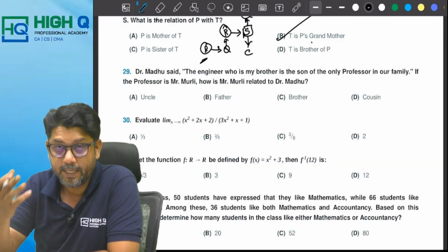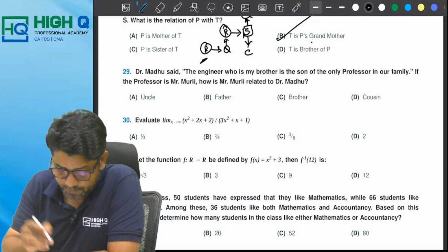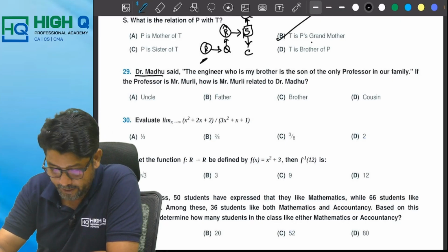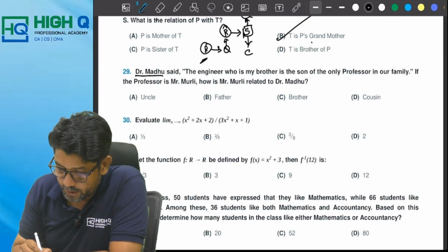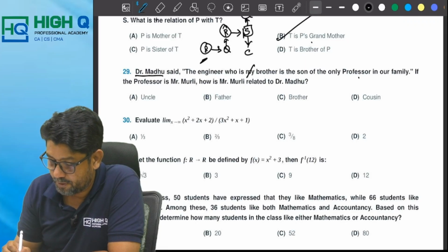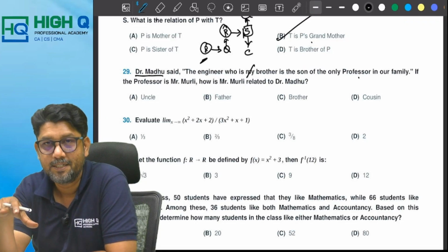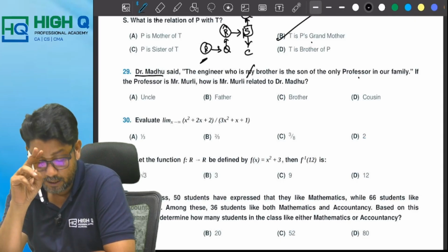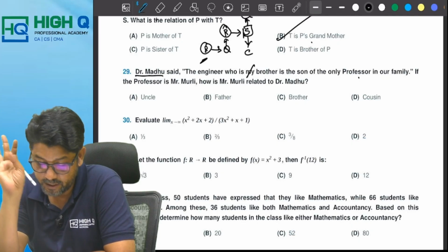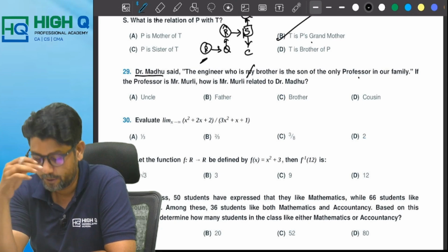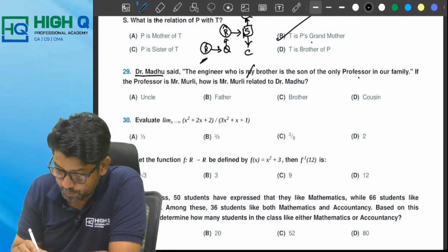Next one is again a word problem. Dr. Madhu said, who is making the conversation? Madhu is making the conversation. The engineer who is my brother is the son of the only professor in our family. So Madhu's brother is an engineer. He is the son of the only professor in our family.